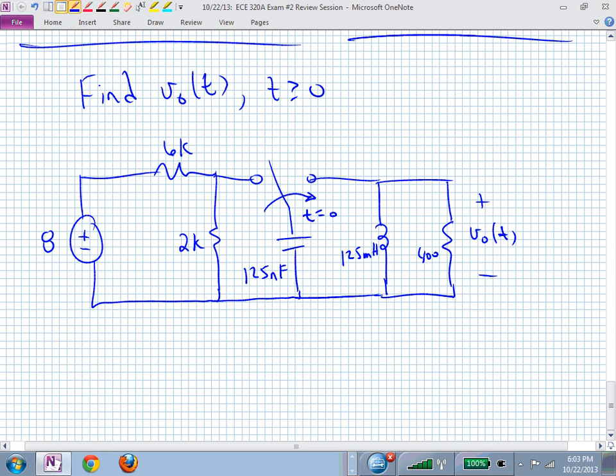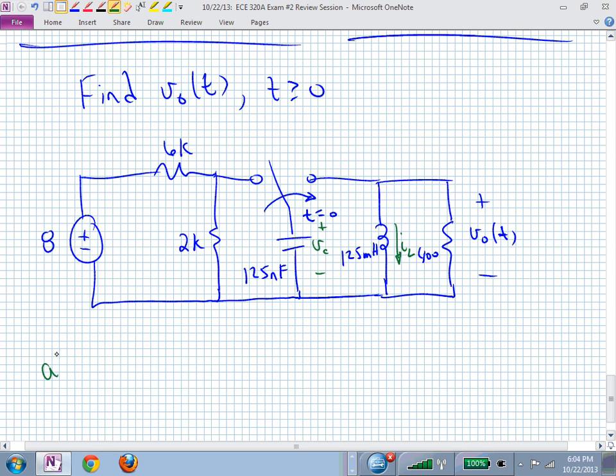Meaning, we can now start thinking about, well, this is, let's say, V sub C. After time 0, that's going to be V naught. Everything's going to be in parallel. And we also have, let's say, I sub L.